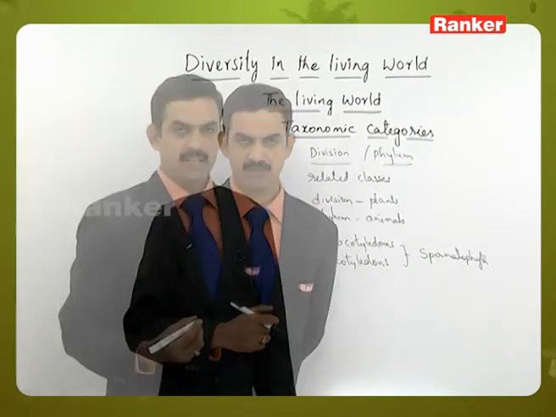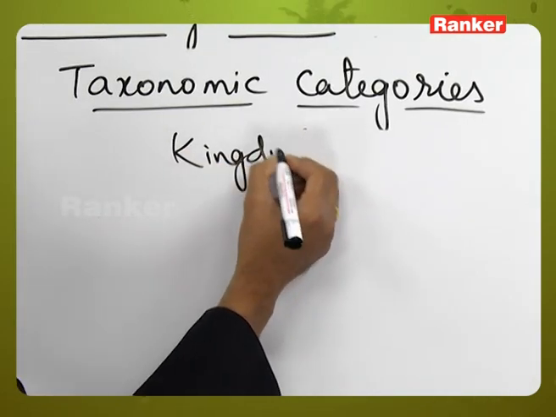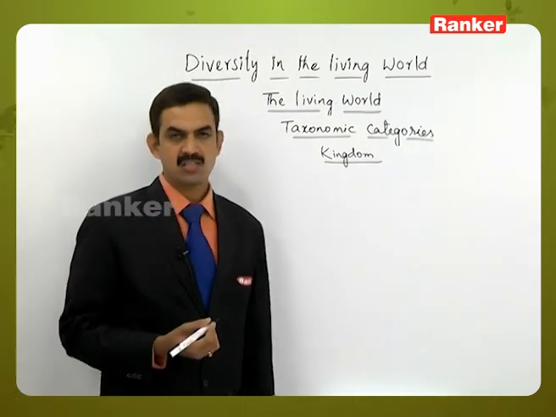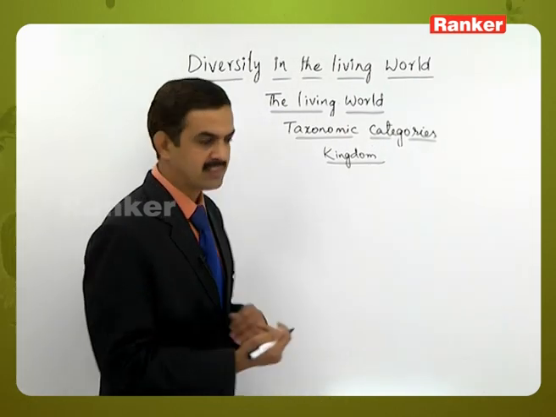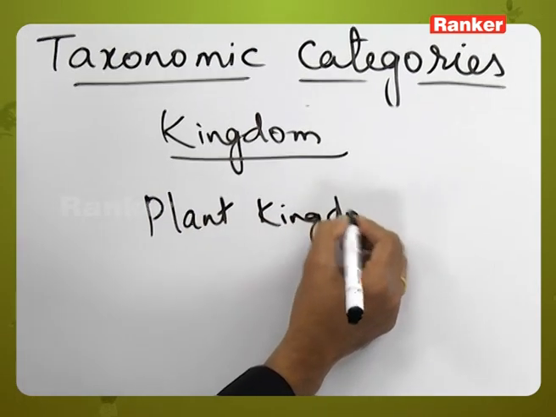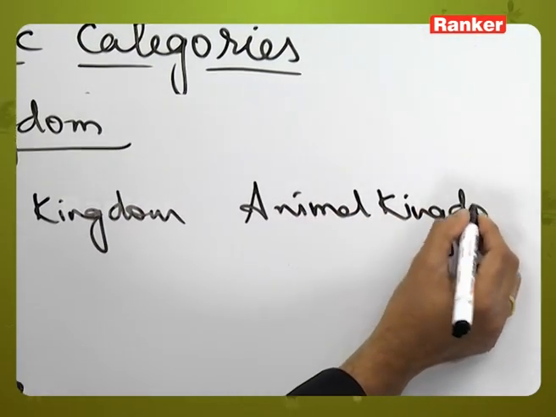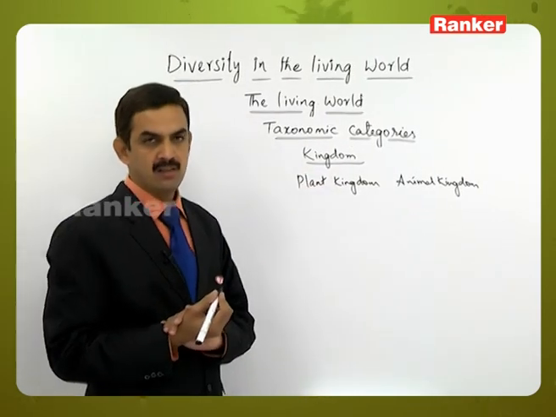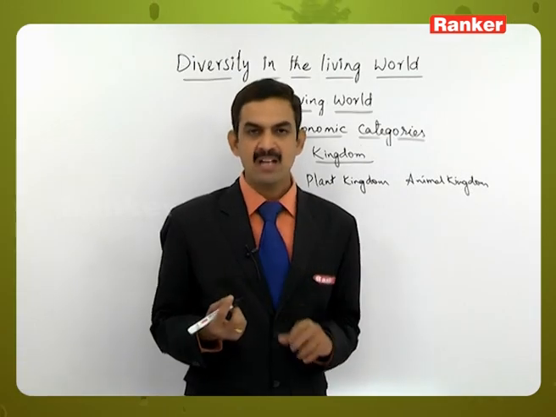In the taxonomic categories, the next one is the kingdom, which is considered to be the largest taxon, or the largest unit, which includes all the plants in one kingdom and all the animals in one other kingdom. That is the plant kingdom and the animal kingdom. This is the highest category in the entire taxonomic classification. All the plants have been kept under the plant kingdom and all the animals under the animal kingdom.